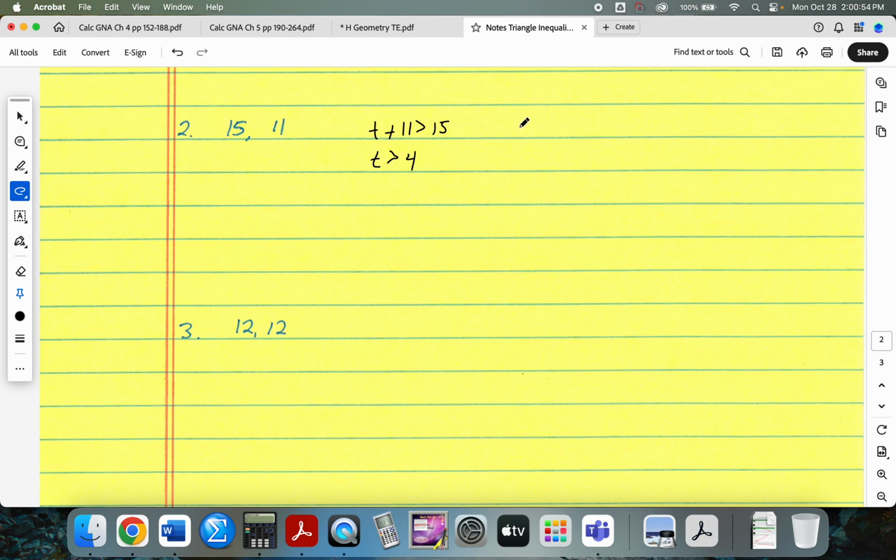And then if T is the big side, the two short sides are 11 and 15. Those two added together have to be bigger than T. So 26 has to be greater than T, which means that T is less than 26. So T is between 4 and 26. I usually just write it out as a compound inequality because I don't like writing the words.